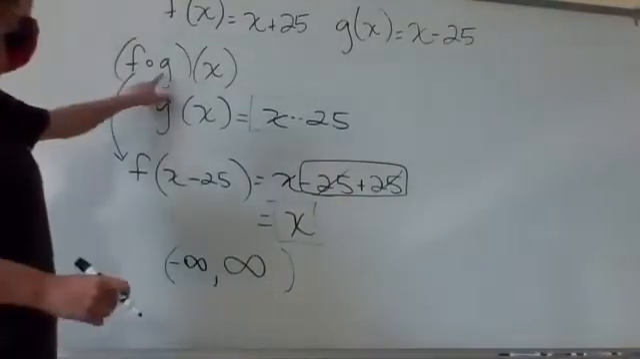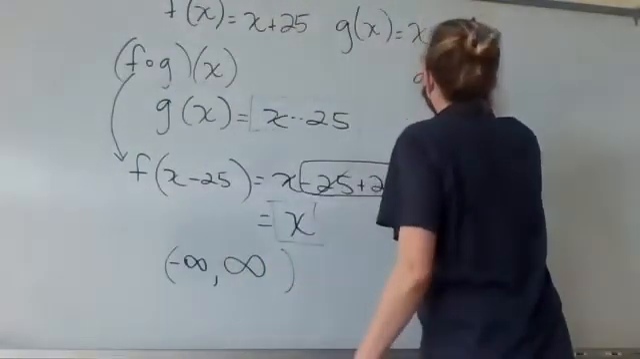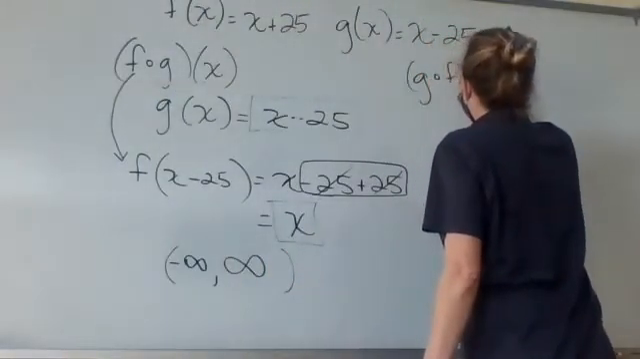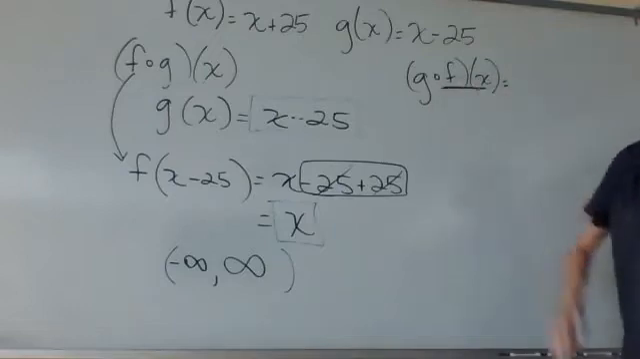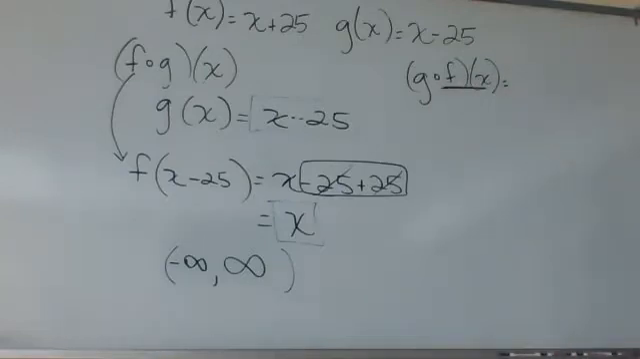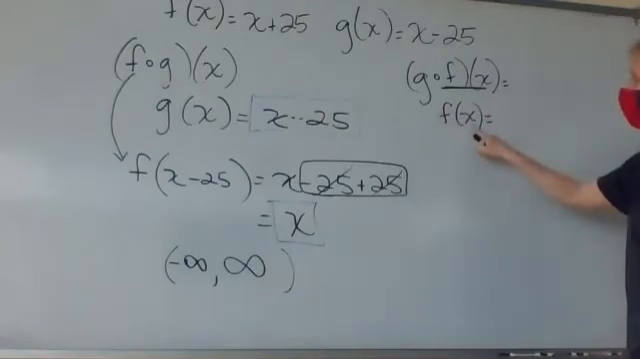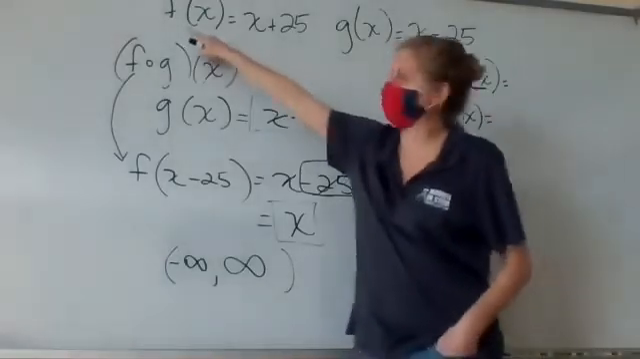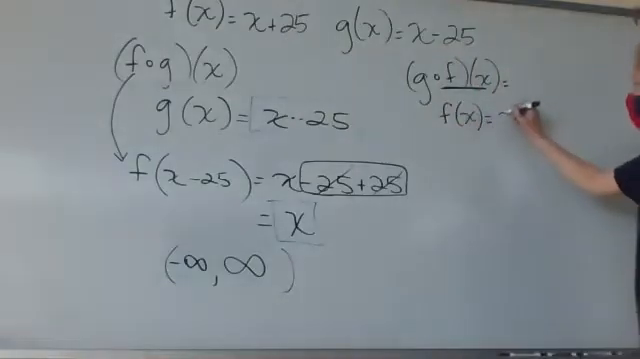Now we're going to do it the other way around. We found f of g of x. Now it wants me to find the other one, g of f of x. So this time the inside is f of x. So that's what I'll find first. What is f of x equal? Well, the problem told me what f of x equals. It equals x plus 25. So that's what f of x is, x plus 25.